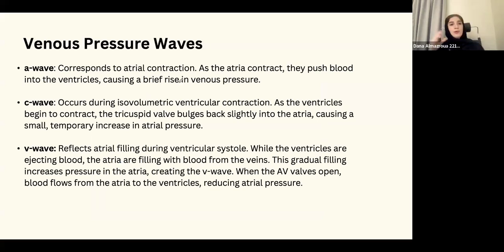Now, if you look at the A wave, it basically corresponds to atrial contraction. Remember how we said at the end of ventricular diastole, as it's filling with blood, the atria would contract to squeeze the last bit of blood? As the atria contracts, it's going to increase the pressure within the venous system. And this makes sense because whenever something's contracting, it's generating more pressure. And because the atria is connected to the venous system, the pressure would also increase in the venous system. So that's why the A waves appear.